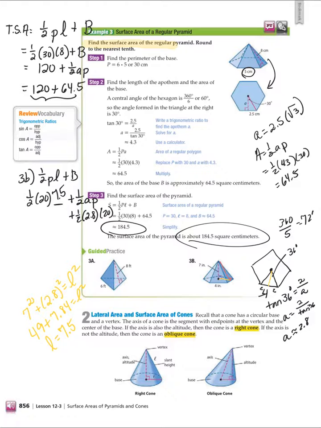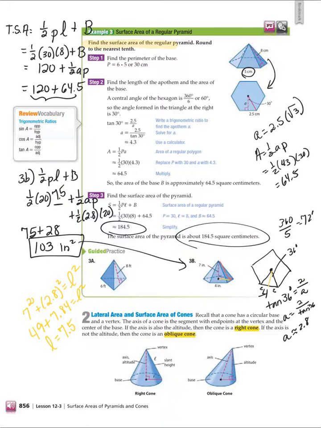So I'm ready here to do my calculation. 1/2 of 20 is 10, so 10 times 7.5 is just 75. And 1/2 of 20 is 10, so I'm going to get 28 here. So when I add these together, I'm going to get about 103 square inches for the total surface area of that regular pentagonal pyramid.